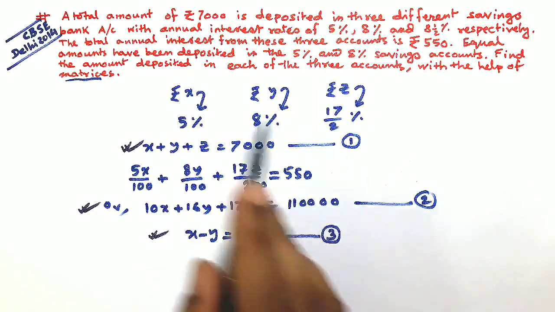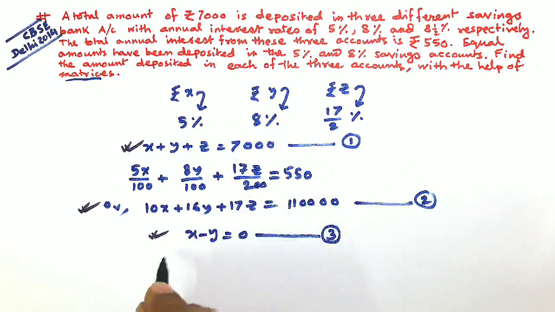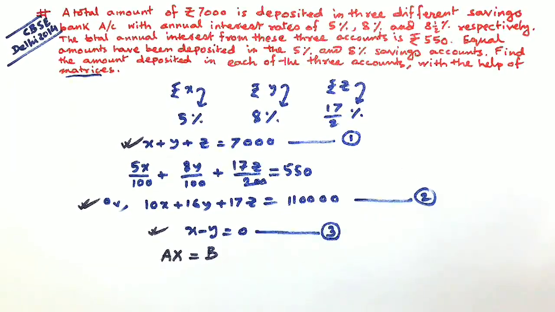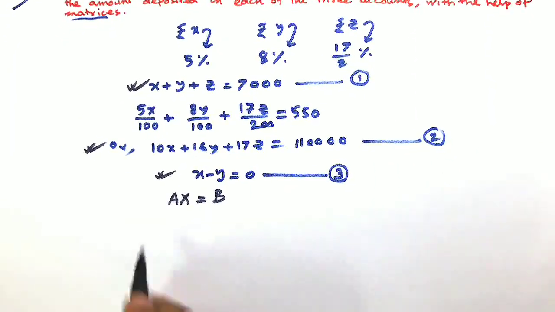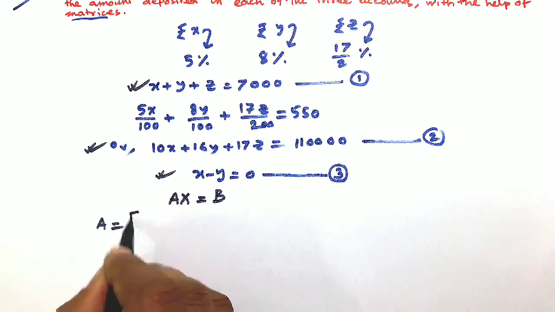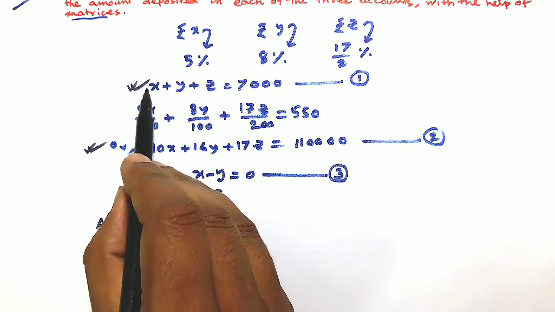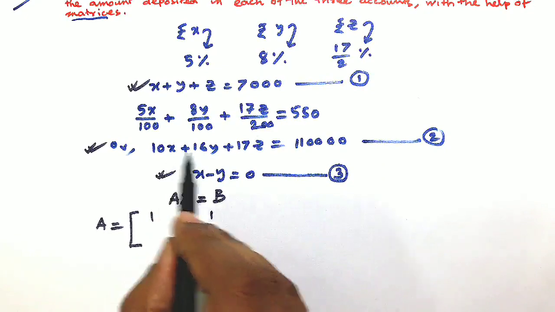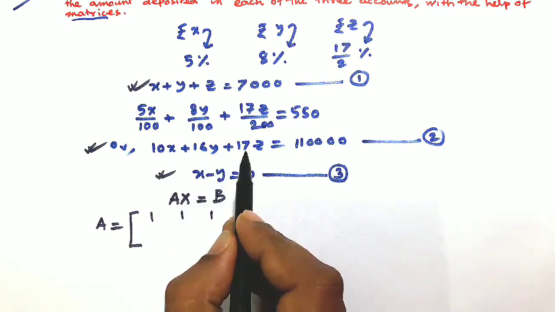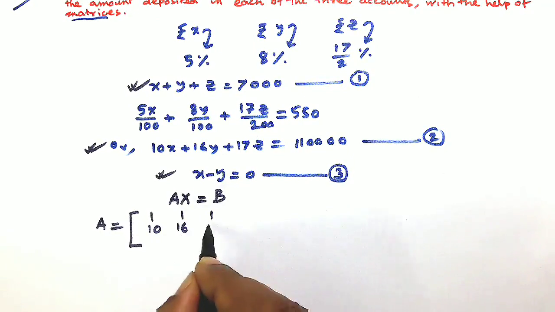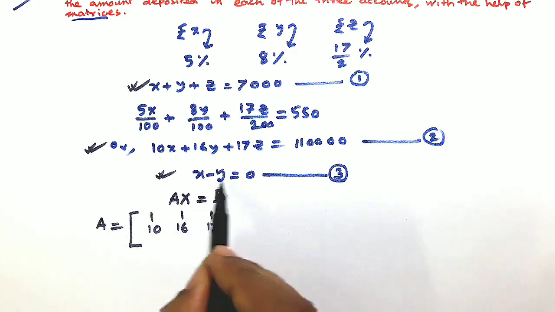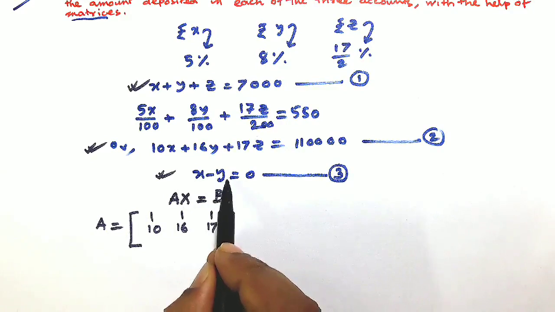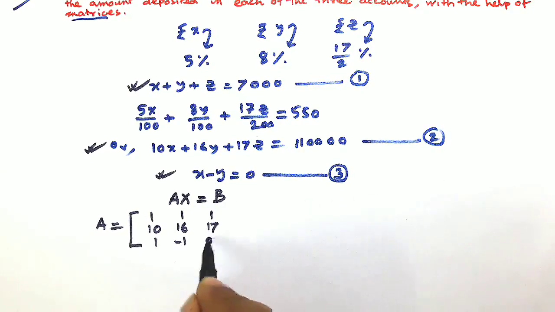Now this system of equations can be written in matrix form. We know it, AX is equal to B. Now what is A, what is X, what is B? Here A is equal to the coefficient matrix, that is here 1, 1, 1, and the coefficients 10, 16, 17, and the coefficients here 1, minus 1, 0. This is matrix A.